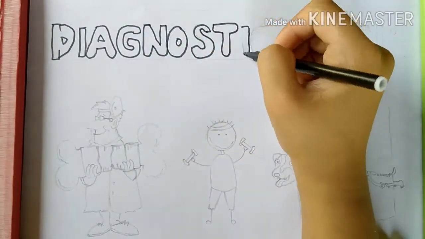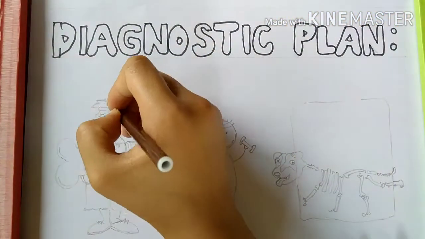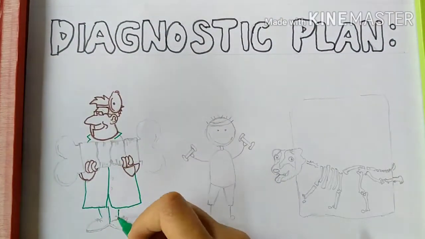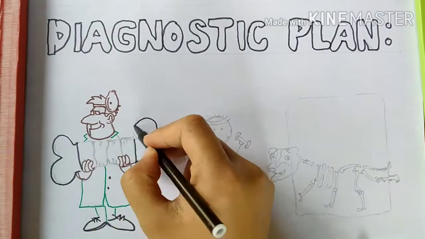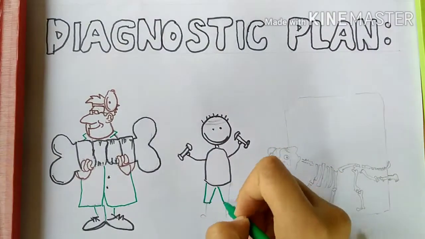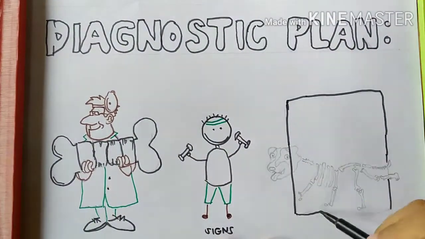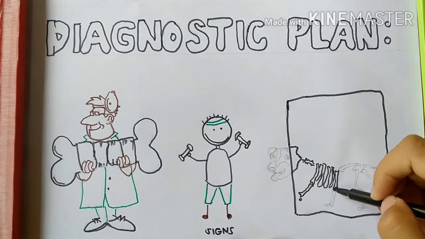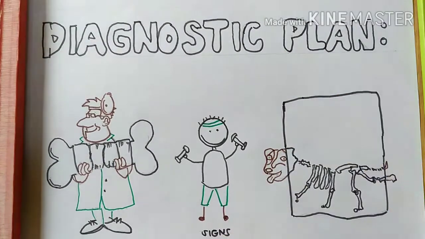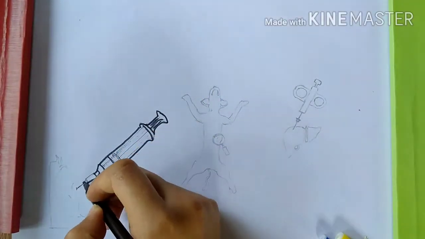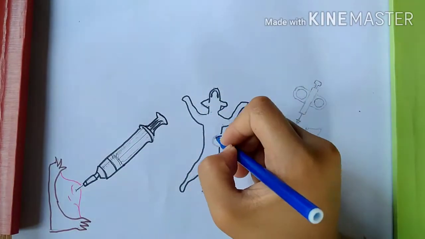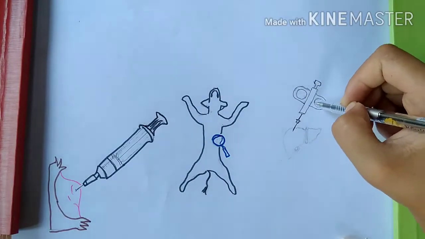Diagnostic plan of lameness are orthopedic examination, physical signs related to lameness, radiographic examination, special diagnostic aid like fine needle aspiration, and exploratory surgery and biopsy.